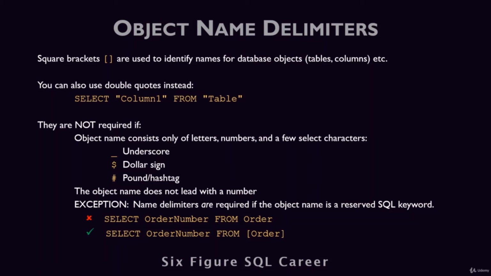So let's say I have a table that I have named as order, which is one of the reserved SQL keywords. If I was to write a query on this order table, I must use the square brackets as my object name delimiters. Otherwise, this is going to throw an error.